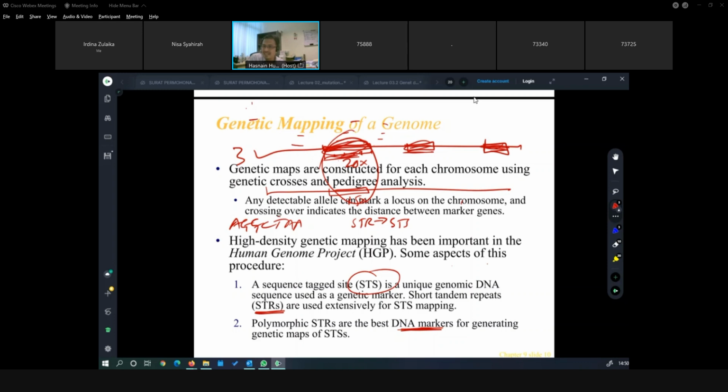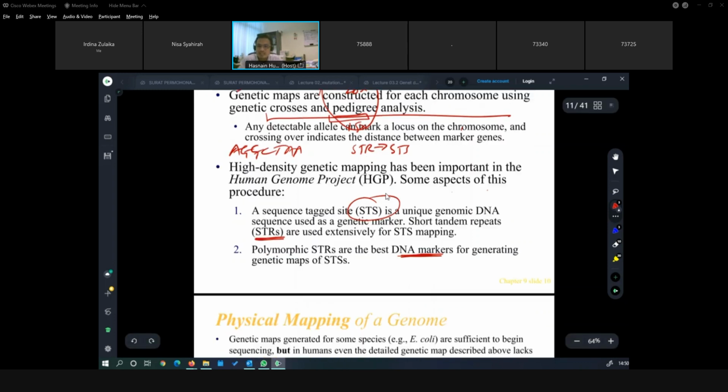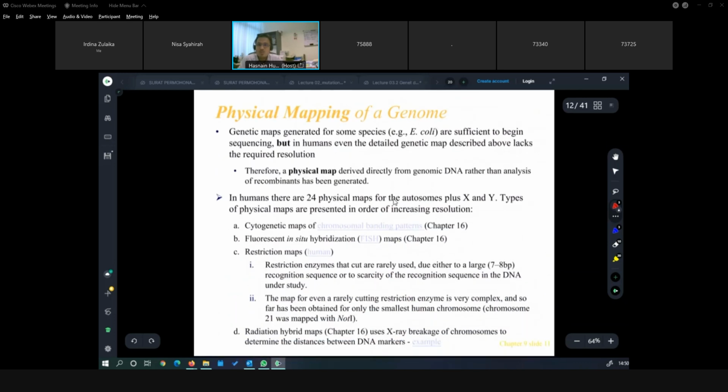If the sequence is like that, it belongs to here. Okay, so that is how it is done. So when you have that, you have a physical mapping of a genome.